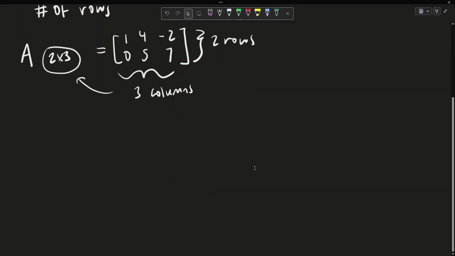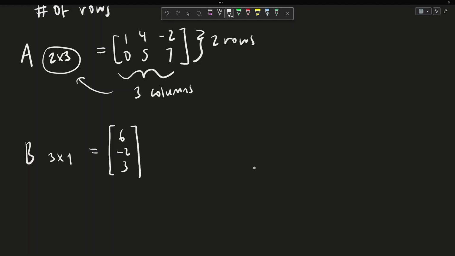Similarly, let's say we have a matrix B, which is 3 by 1. Let's say this matrix is 6, negative 2, 3. You might notice that this is a column vector, which we can use to demonstrate a vector in 3 dimensions. But once again, there are 3 rows and 1 column.